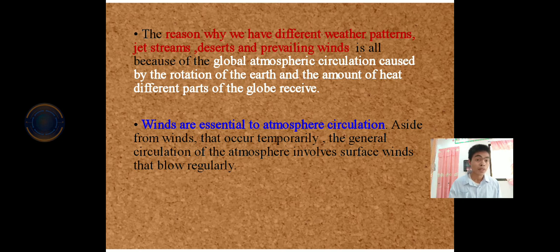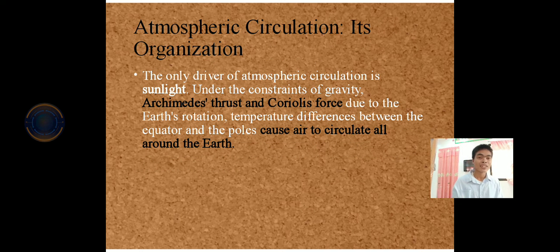Winds are essential to atmospheric circulation. Aside from winds that occur temporarily, the general circulation of the atmosphere involves surface winds that blow regularly. Winds carry the hot air, the warm air, from one region to another region. Atmospheric circulation, its organization. Remember, the only driver of atmospheric circulation is sunlight, under the constraints of gravity, Archimedes' thrust and Coriolis force due to the Earth's rotation. Temperature differences between the equator and the poles cause air to circulate all around the Earth.